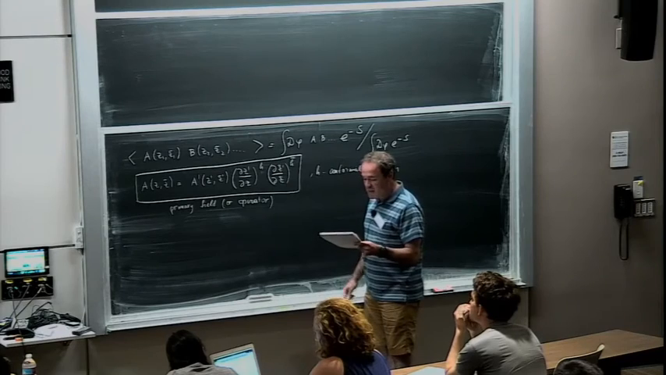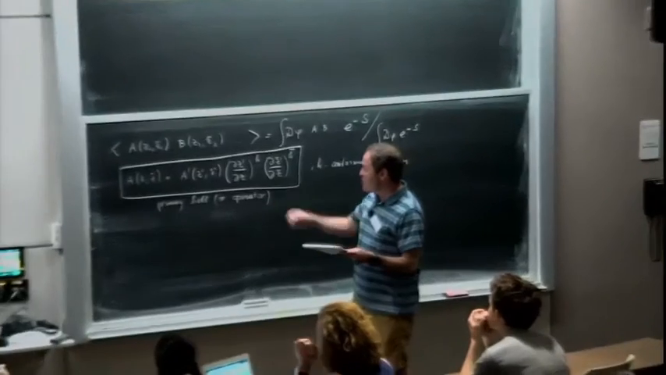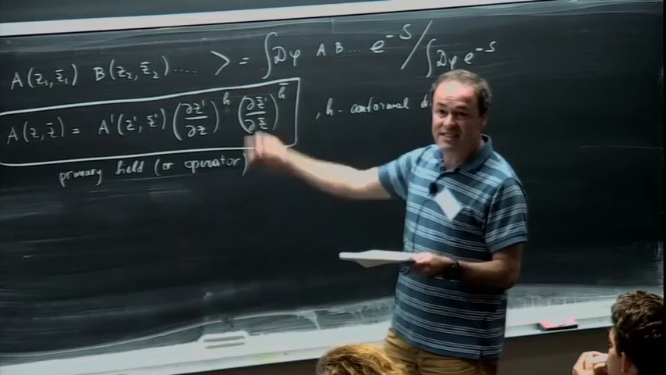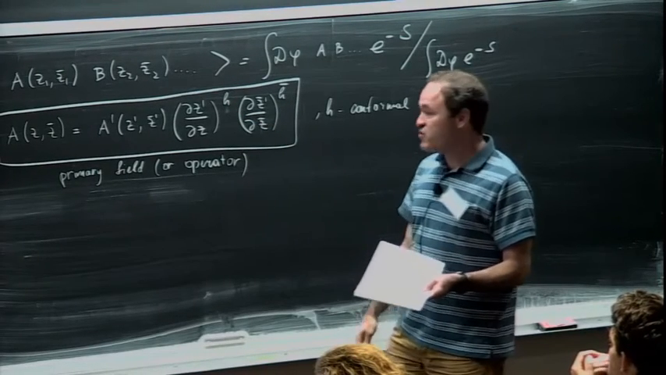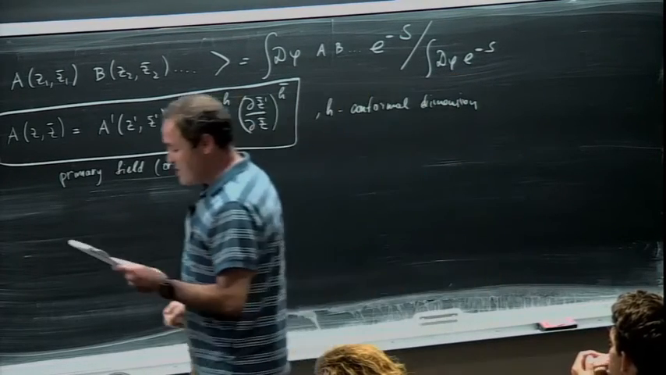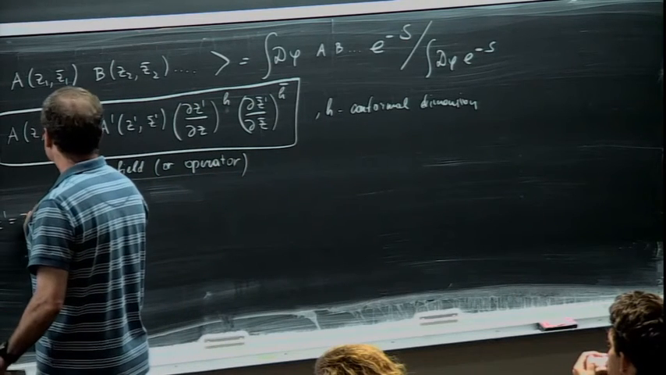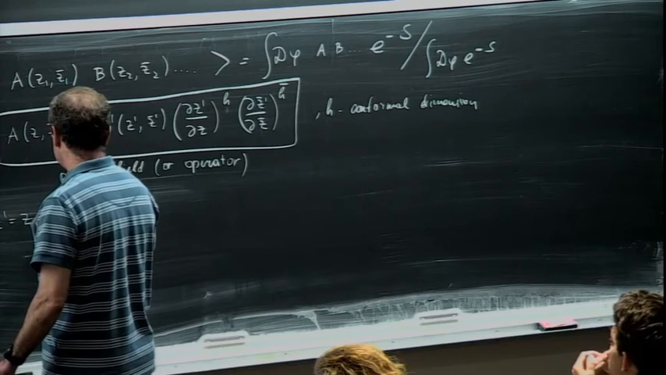And now primary fields, when you have them, well, we can now find their correlation functions, actually. The correlation functions are severely constrained by conformal invariance. And to do that, let's consider infinitesimal conformal transformation. z prime is equal to z plus epsilon of z.